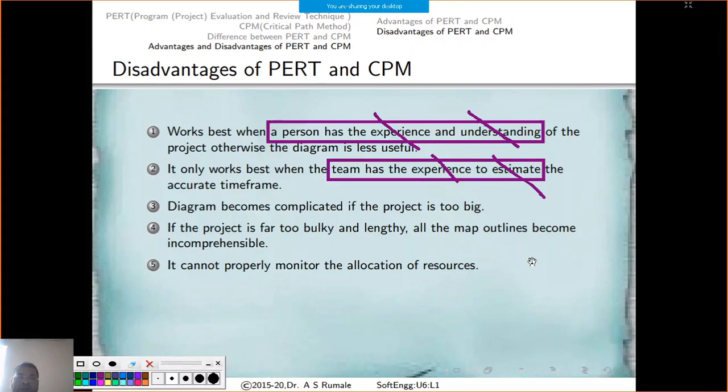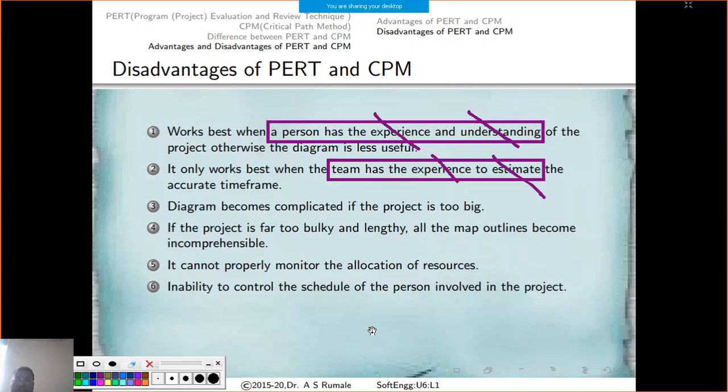The fifth disadvantage is that the allocation of resources cannot be properly monitored. Obviously, because these projects are generally designed on paper with PERT and CPM, you don't know what exactly is going to happen in the actual situation, and sometimes the resource allocation may not be given properly, and monitoring also becomes quite difficult if too many things are going on in parallel. That is the one disadvantage of the system itself. It is not due to human tendency, while up to the fourth, all the disadvantages are due to human tendency.